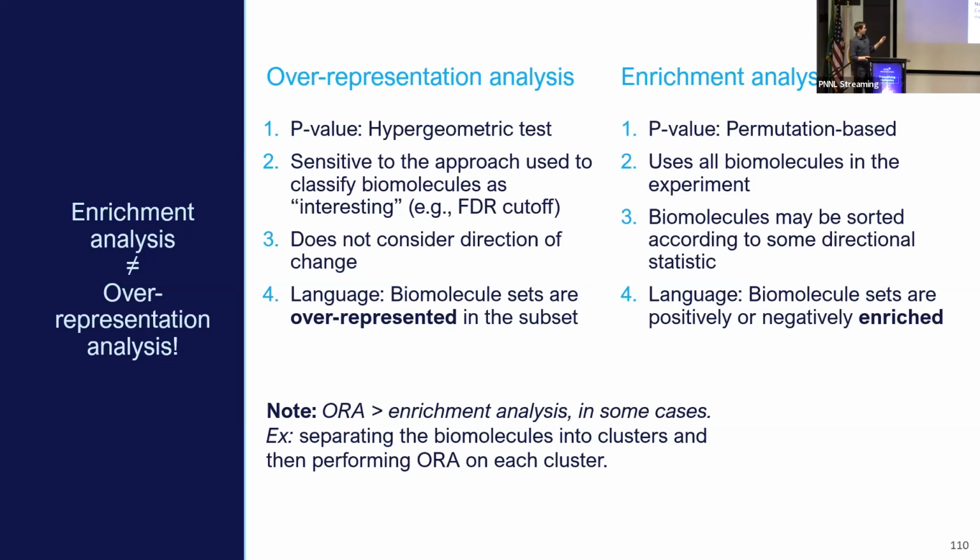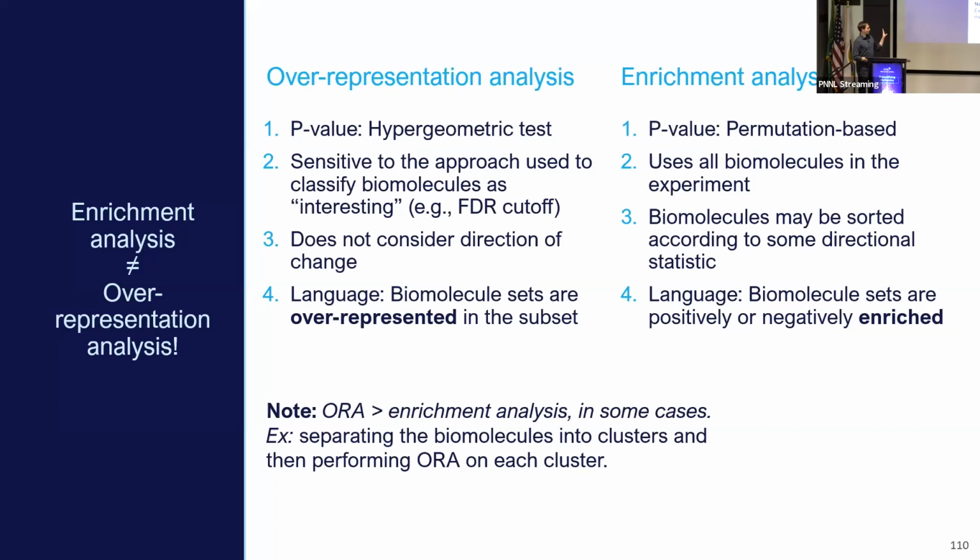On the other hand, in enrichment analysis the p-values are permutation based, so we're not doing any parametric tests. So it's very slow, unfortunately. One of the benefits is that it uses all the biomolecules in the experiment. So we're making full use of all that data that we spent all of our time and effort collecting. We don't want to just say, yeah, 0.05, it's good to go.